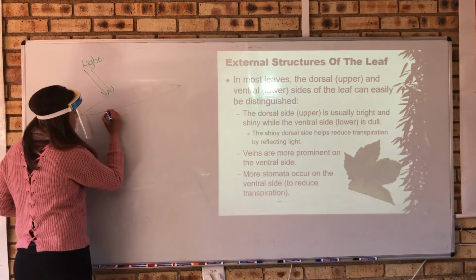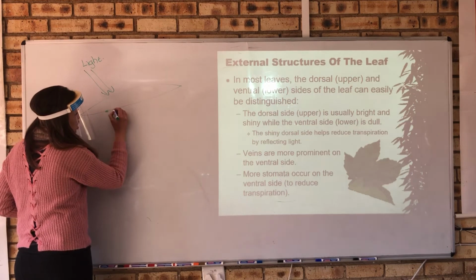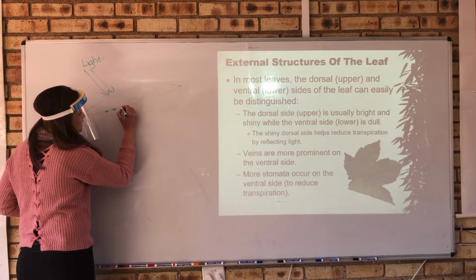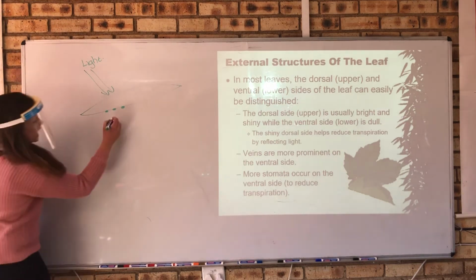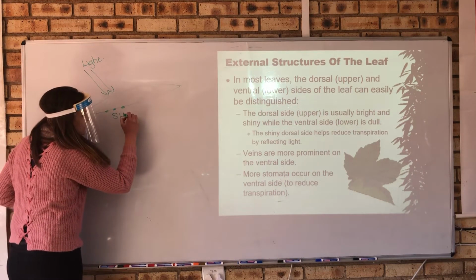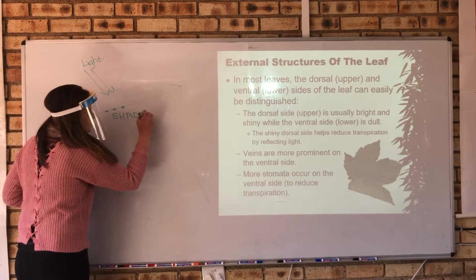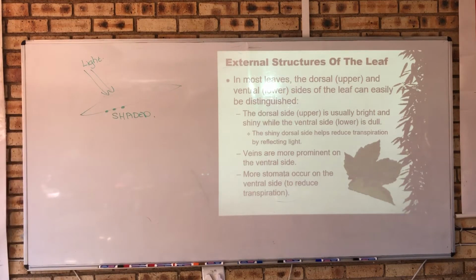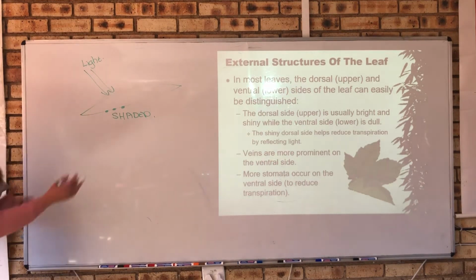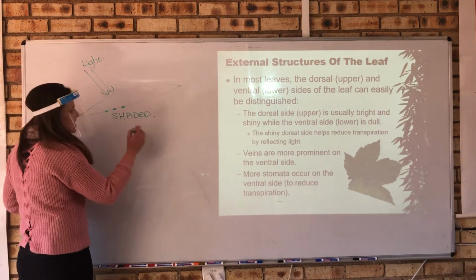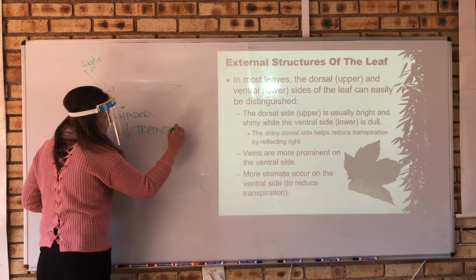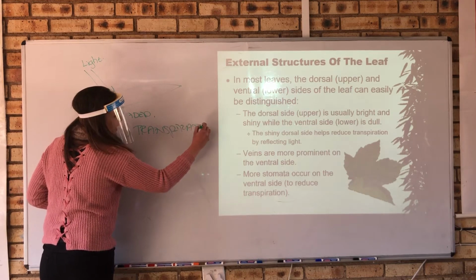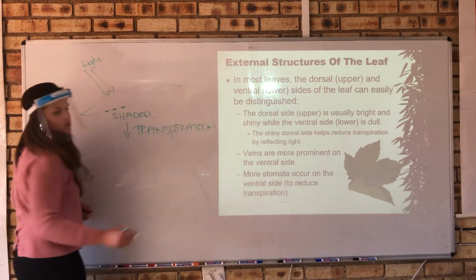This is getting great exposure to sunlight. While our stomata, made up of our guard cells, are on the ventral surface, the lower surface, okay, they are a bit shaded, which then prevents or decreases transpiration. Okay, so transpiration is the loss of water by plants.